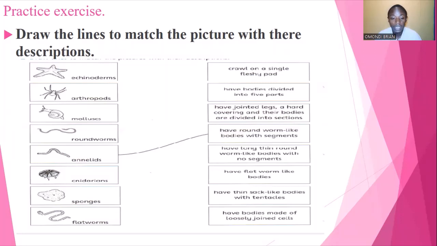The other part requires of you to look at the characteristics of these animals. So if you realize that echinoderms crawl on a single fleshy pad, you just match it right here. Or if you realize that arthropods have bodies divided into five parts, you need to match it with its characteristics for you to know if you understood the topic.